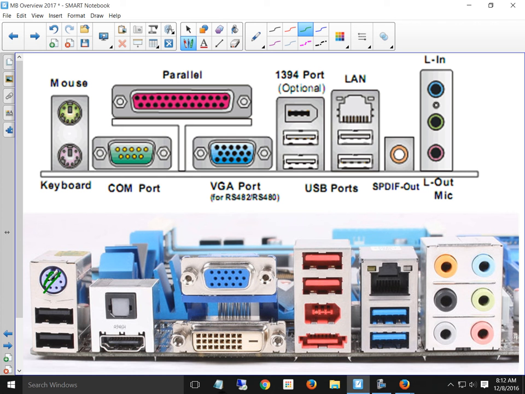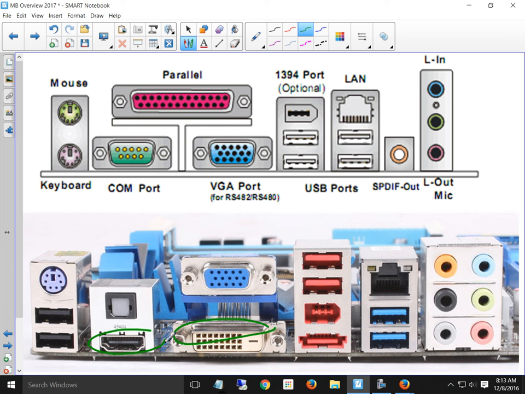Here's our standard VGA port, which is also called what? Video. Yeah, you guys had it on yours. It was called the D sub. Isn't that what it was also called on some of yours? The D sub port? So we've got VGA, we've got DVI, we've got HDMI down here.